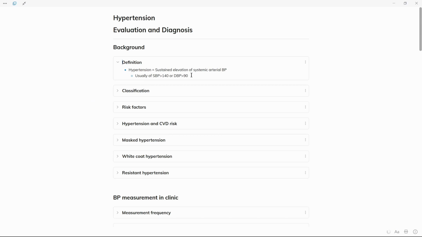Hypertension is defined as a sustained elevation of the systemic arterial blood pressure, and it's usually defined as a systolic blood pressure of greater than 140 millimeters of mercury or a diastolic blood pressure of greater than 90 millimeters of mercury. The systolic blood pressure is the pressure in the arterial wall with contraction of the heart, and the diastolic is the pressure in the blood vessel wall with relaxation of the heart.